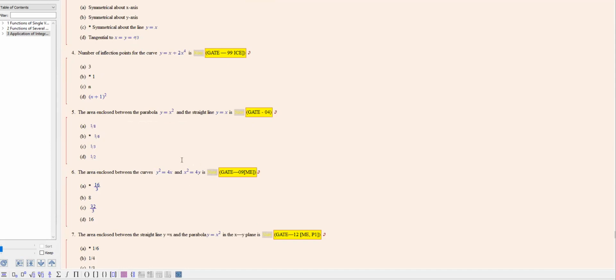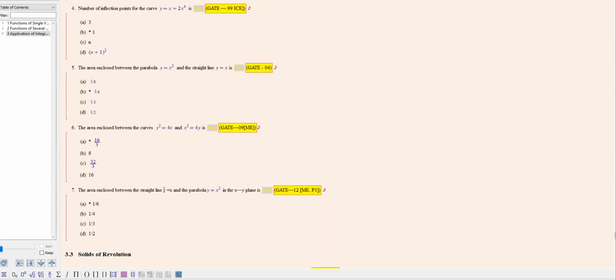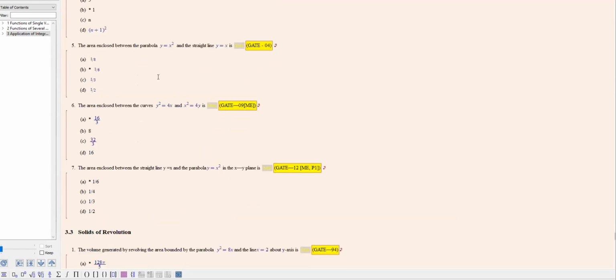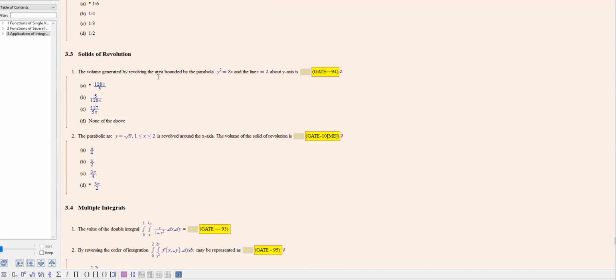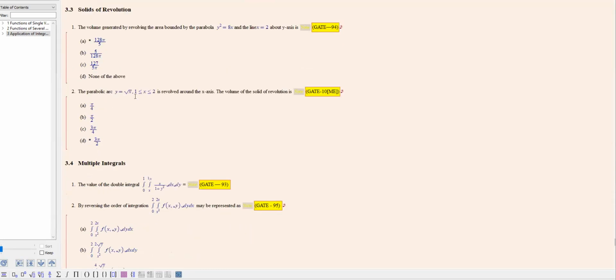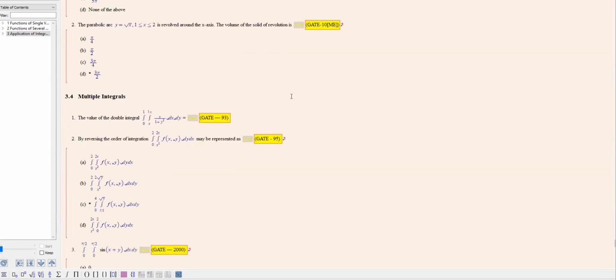This problem we have done both by double integral as well as the single integral. Then area enclosed between straight line and parabola. So there are simple questions here. Solids of revolution. See, volume generated by revolving the area bounded by the parabola and the line x equal to 2 about the y-axis. All right. Then the parabolic arc is revolved around the x-axis. Volume of the solid of revolution.